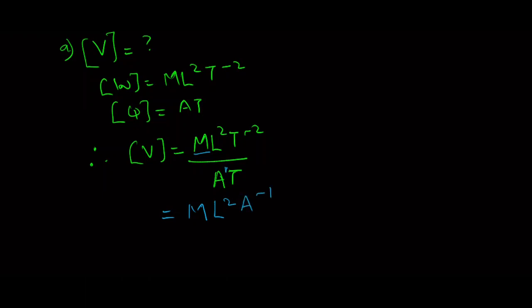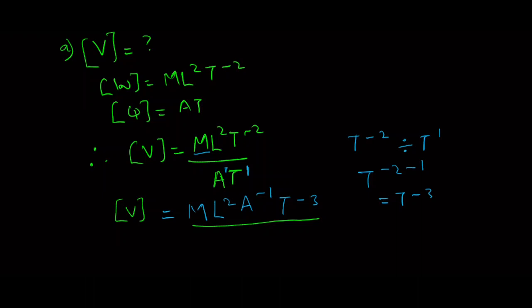Now we have two T's that I want to discuss here. We have T raised to power minus 2 divided by T raised to power 1. The power in the denominator here is 1. So we follow the law of indices: we pick one of the bases, T, the first power is minus 2, division means minus, then we have 1. So we are going to have T raised to power minus 3. So the dimension of electrical potential or potential difference is ML^2A^-1T^-3.